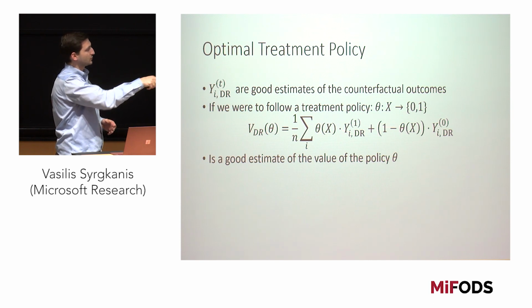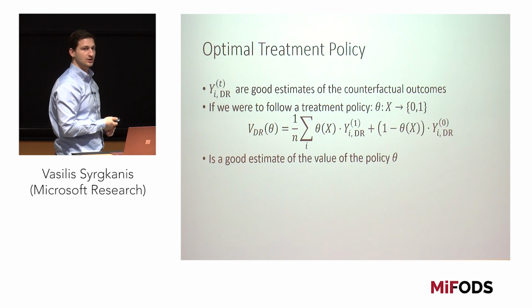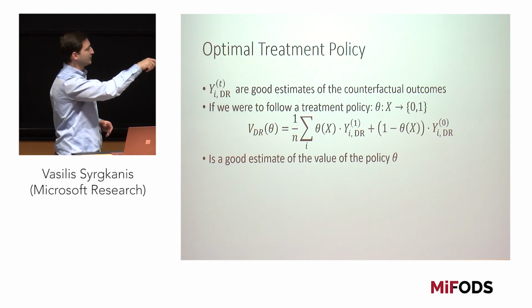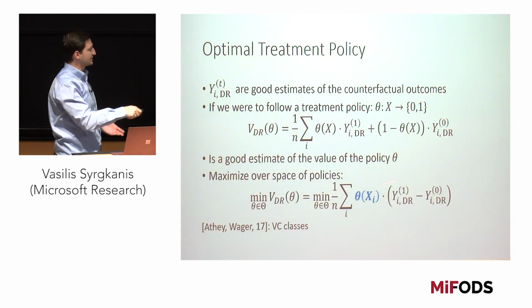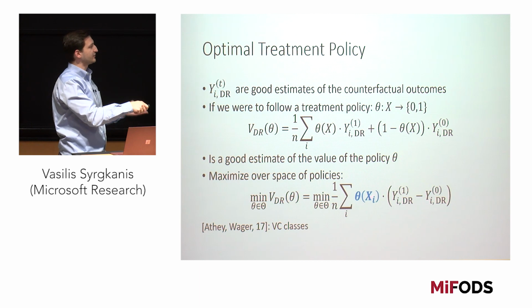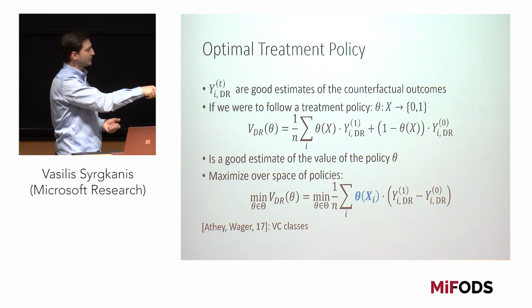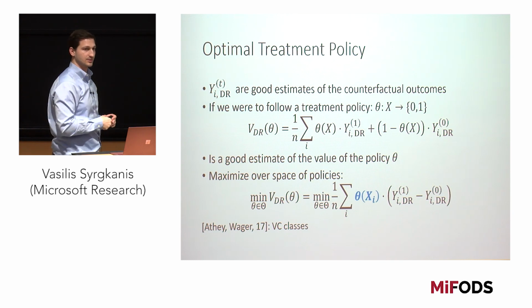If you don't treat, then you collect the counterfactual outcome from the non-treatment. So this is now your value function, and this is what you're trying to optimize. Optimizing this essentially means that you're optimizing this linear function of your policy theta, where the coefficient in front of every sample is the difference in counterfactual outcomes.